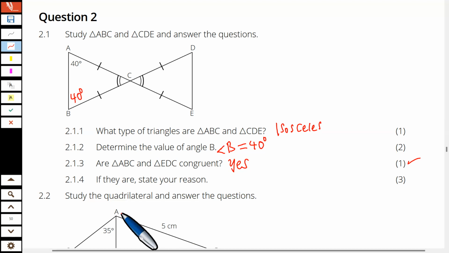So obviously, we need the reason. You have two sides of triangle ABC equal to two sides of the other triangle, and both triangles have an equal corresponding included angle C. We call this the SAS rule. So here is the reason.